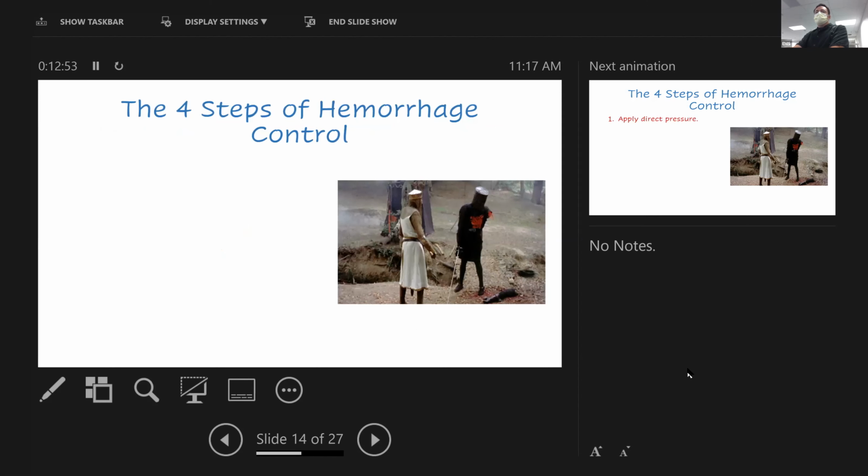There are 4 steps of hemorrhage control. These are some basic steps of hemorrhage control. The first is to apply direct pressure.